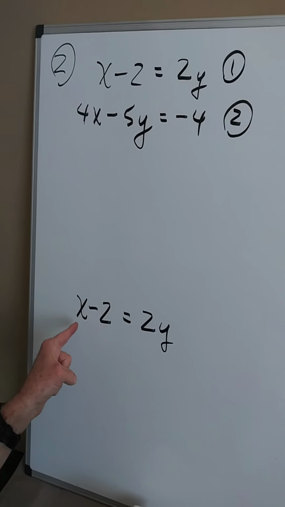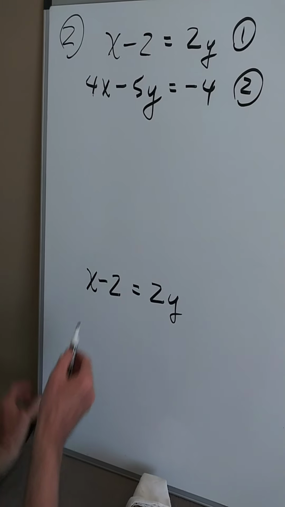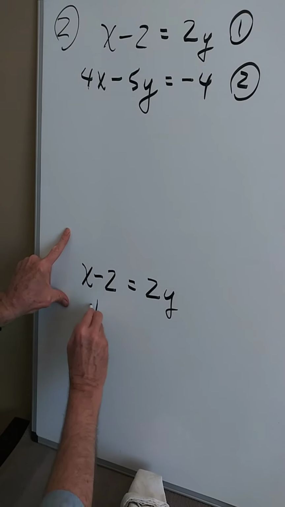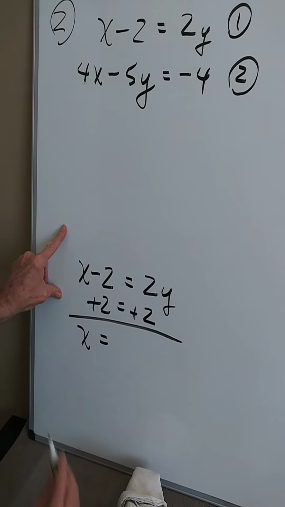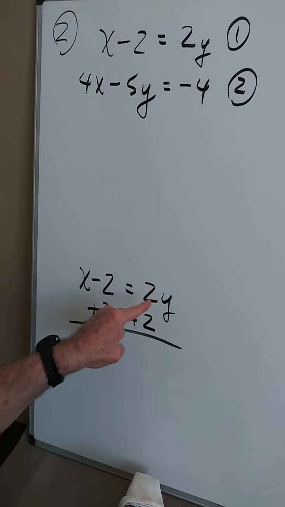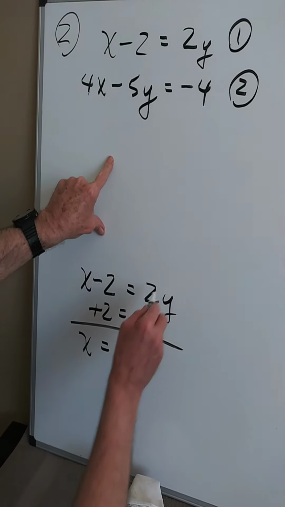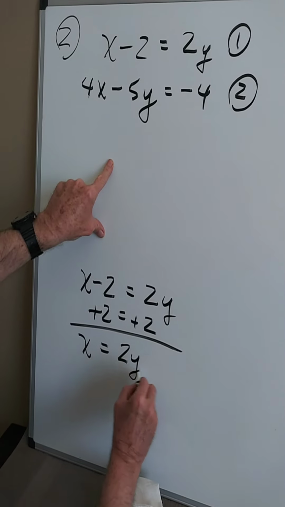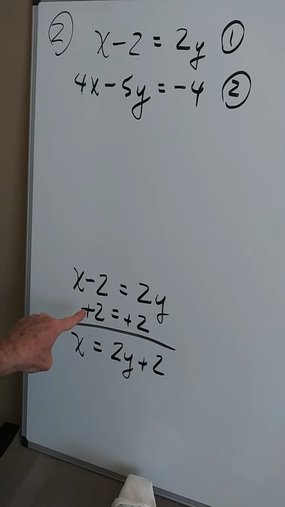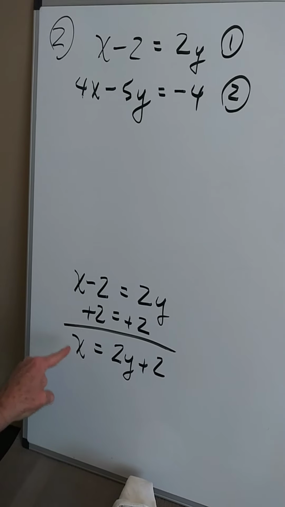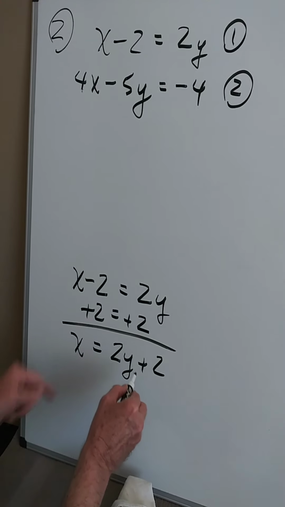We're going to solve this equation for x so that we can substitute then. To solve it for x, got to get rid of that negative 2 by going opposite. Positive 2 on both sides. We'll get x is equal to, now this is commutative, you can either write down 2y plus 2 or you can write 2 plus 2y. It doesn't matter. I'm going to go from top to bottom: 2y plus 2. We have now taken equation 1 and we have solved it for one of the variables. He's alone now. x is equal to 2y plus 2.